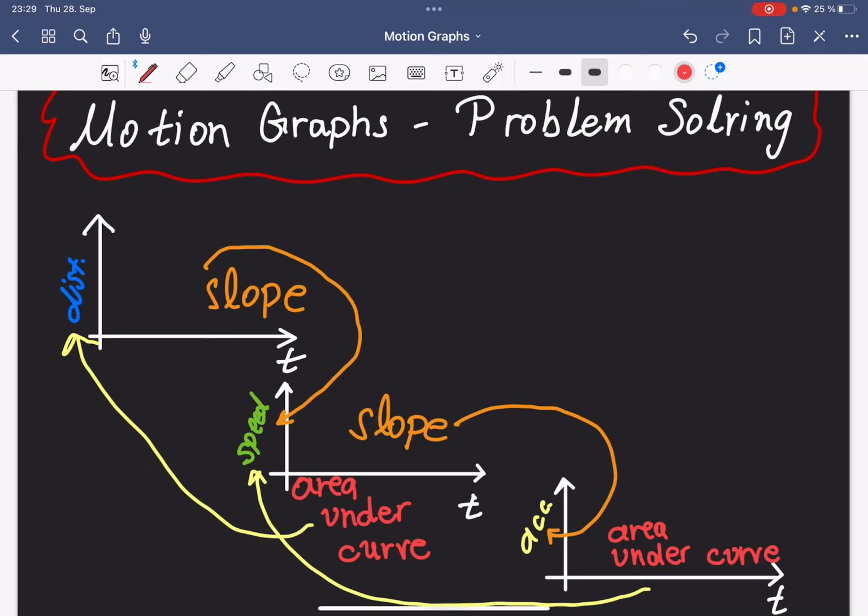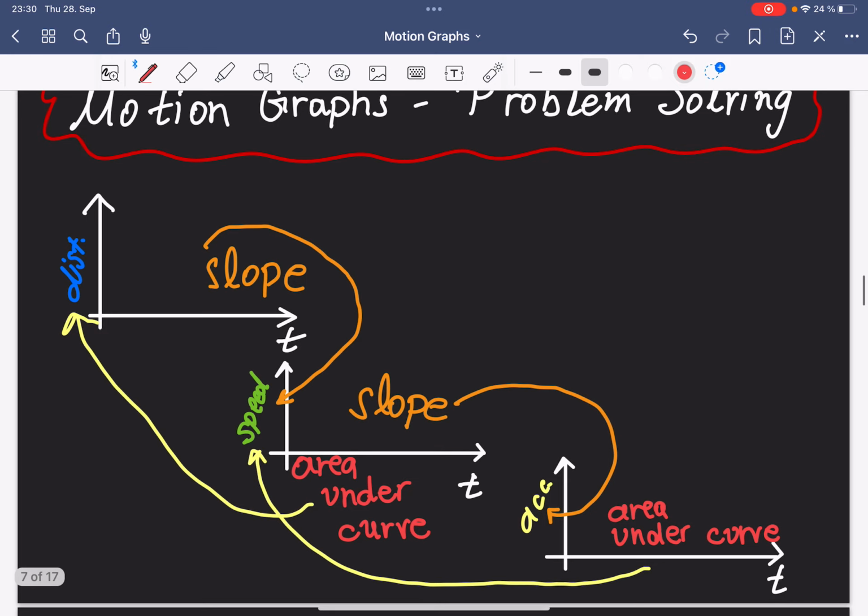In this video, we're going to be talking about motion graphs and how we can use them to solve some problems. So the examples that I promised you in the previous video, which if you haven't watched, go ahead and do so to get a better idea of how the motion graphs look like in different situations. We're focusing on three different categories of graphs: on the distance time, speed time, and acceleration time. If you are on IB level, you might be discussing the velocity time graphs and displacement time graphs, or position time graphs as we also call them.